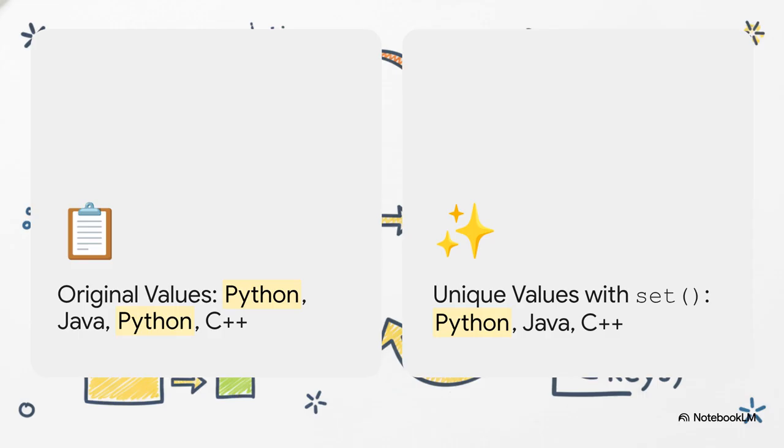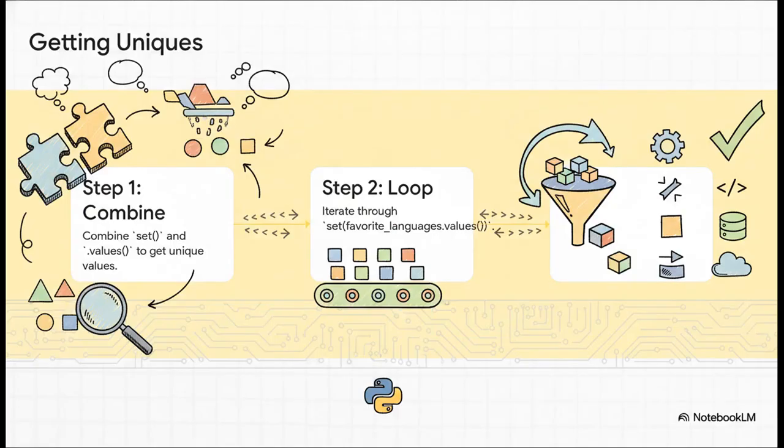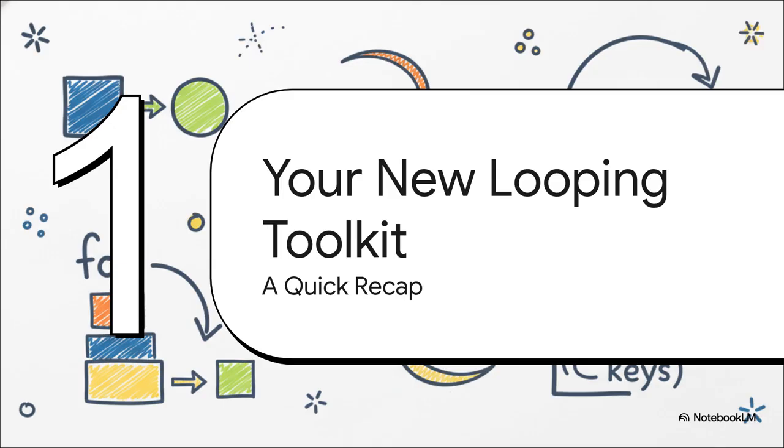It's that easy. So how does this look in our actual code? Well, we get to combine our tools for a really powerful one-liner. First, favorite_languages.values() grabs all the language names, duplicates included. Then we wrap that whole thing in set to instantly filter out the repeats. The final loop gives us that beautiful, clean output we wanted, with each language showing up just once. And there you have it. We've just solved all 3 of our coding puzzles. In just a couple of minutes, you've basically added 3 really powerful new tools to your Python toolkit. Let's do a super quick recap so they stick.